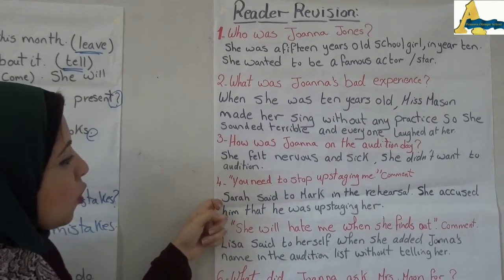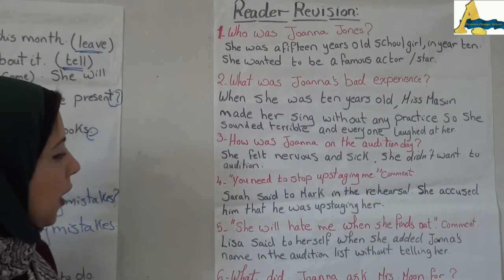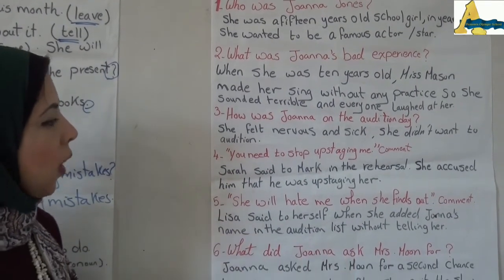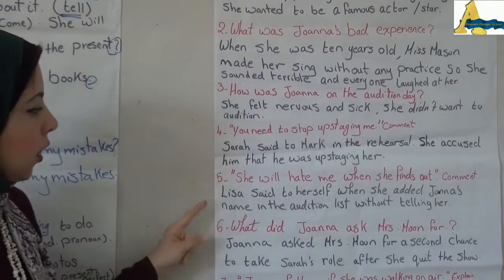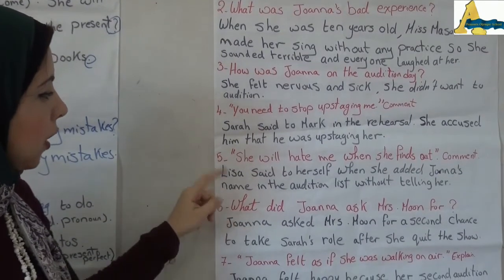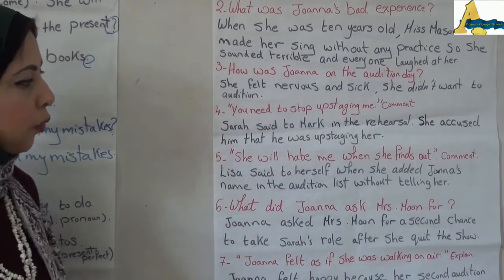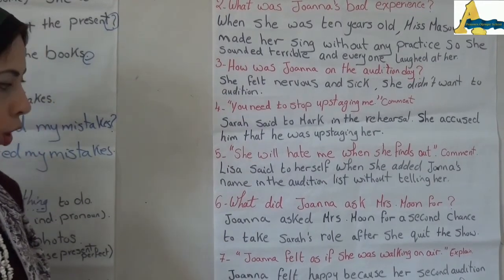Number 4, you need to stop upstaging me. Comment: Sarah said to Mark in the rehearsal, she accused him that he was upstaging her, so she was a selfish character. Number 5, she will hate me when she finds out. Comment here, Lisa said to herself when she added Joanna's name in the audition list without telling her.